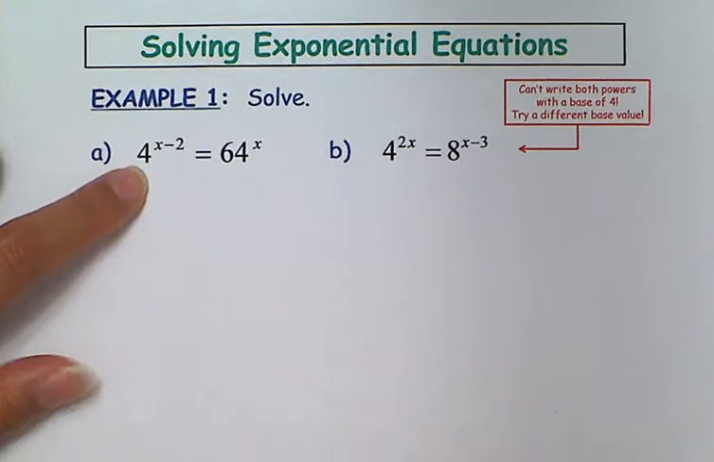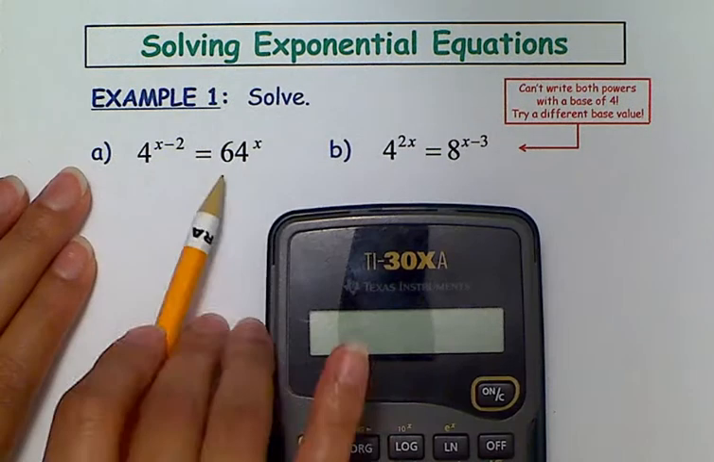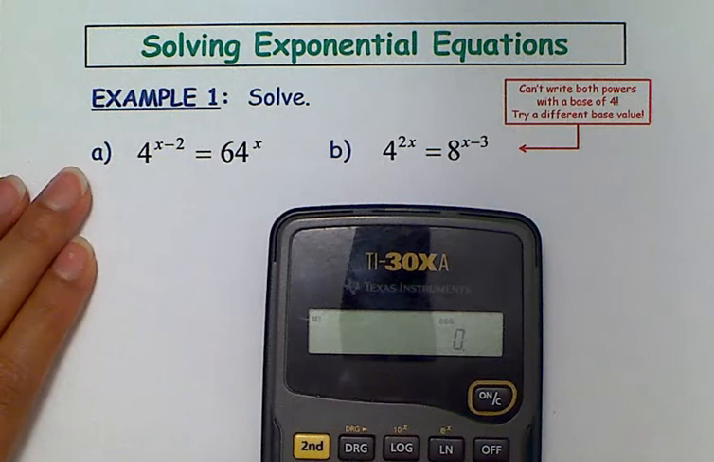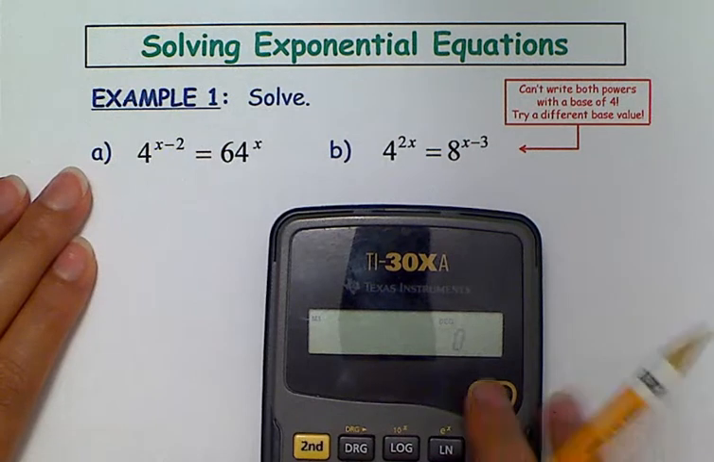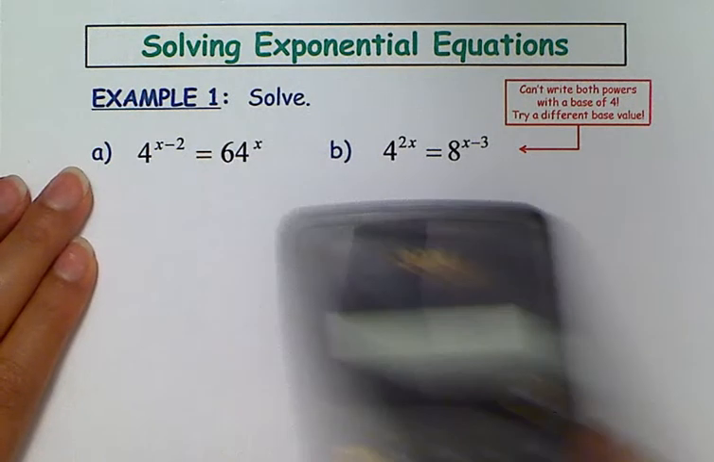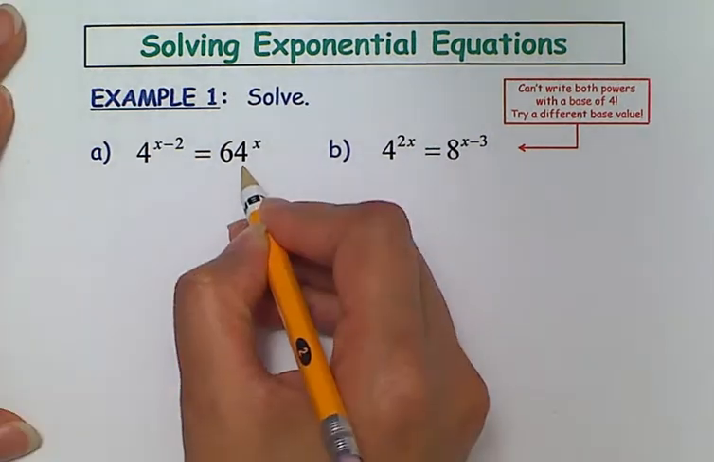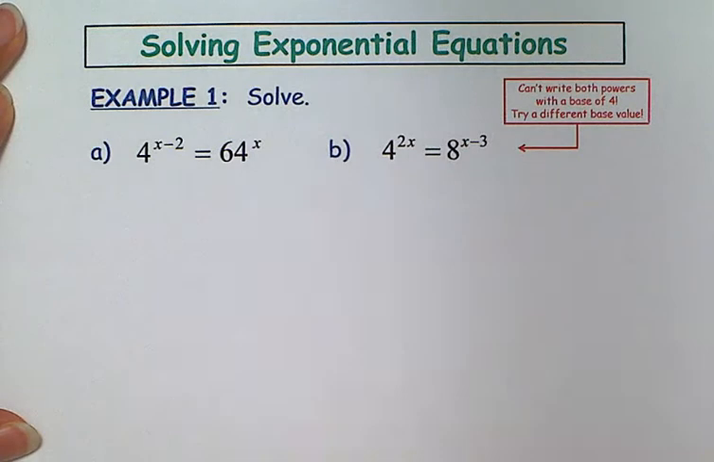So let's play around with this a little bit. Let's see if I can write 64 with the base of 4 instead. So let's see if I can write it as 4 to exponent 2, which I know is 16. So let's try 4 to exponent 3, and that gives us exactly 64. So there is a possibility for us to actually just change this base so that it's the same as the base on the left-hand side. So that's what I'm going to do in this case.